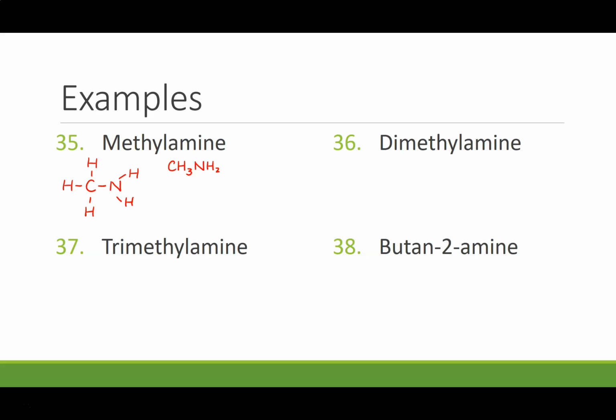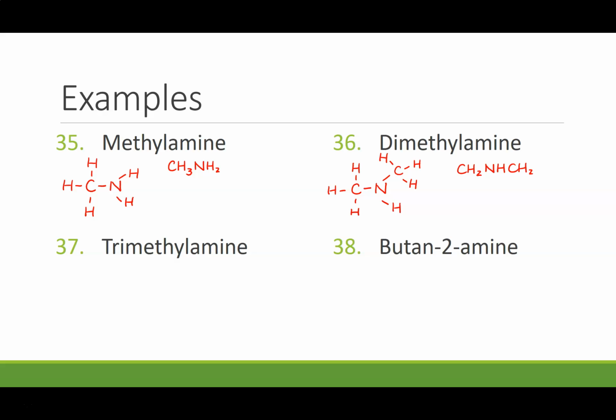In number 36, we have dimethylamine. Di means 2, so we have 2 methyl groups attached to the nitrogen of the amine group. And the third bond from the nitrogen would be attached to a hydrogen. And don't forget to fill in the rest of the hydrogens for the carbons. And that's the full structural formula for dimethylamine. The condensed structural formula would be CH3NHCH3.